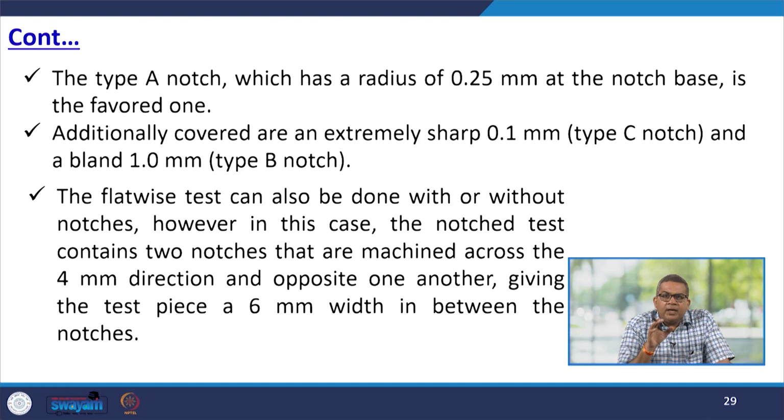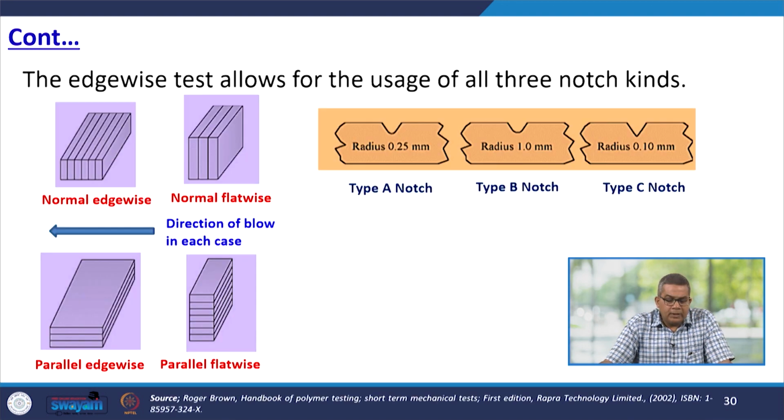The type A notch, which has a radius of 0.25 mm at the notch base, is the favorite one. Additionally covered are the extremely sharp 0.1 mm type C notch and a blunt 1 mm type B notch. The flatwise test can also be done with or without notches. However, in this case, the notched test contains two notches that are machined across the 4 mm direction, opposite one another, giving the test piece a 6 mm width between the notches. The edgewise test allows the use of all three notches.